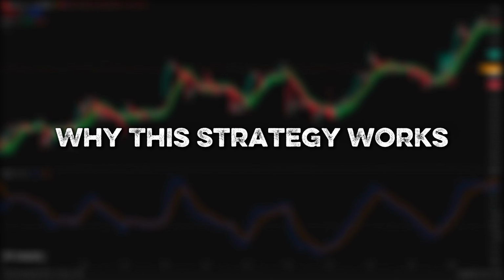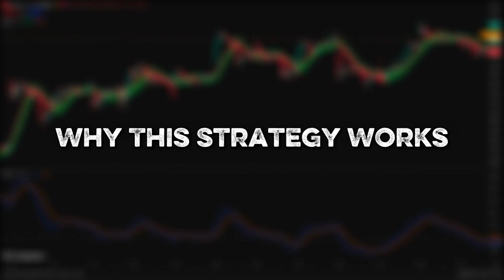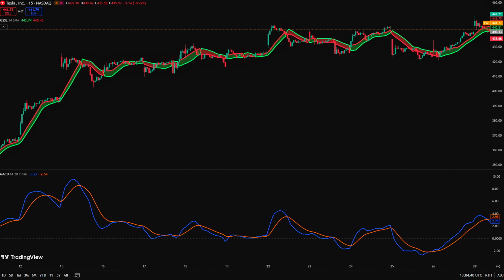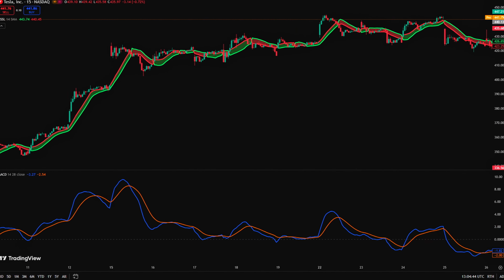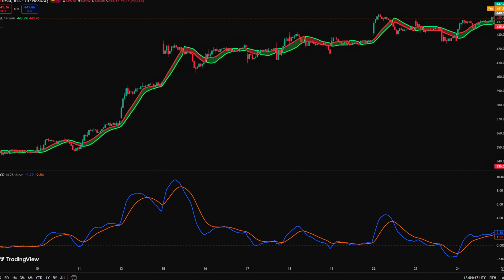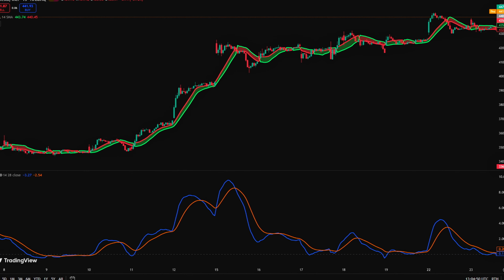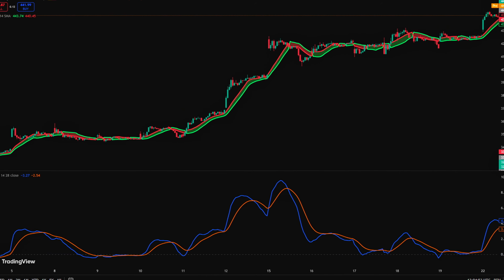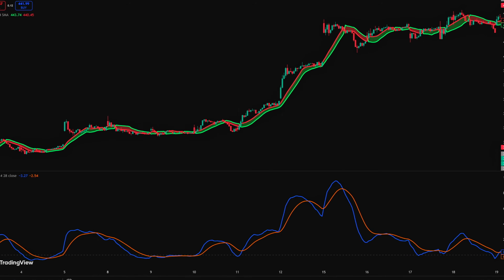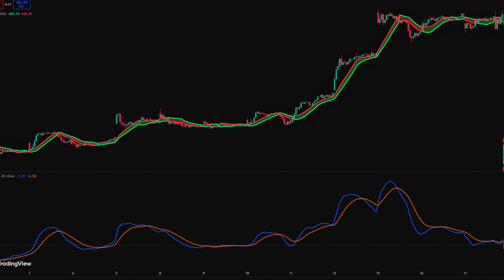Step 4. Why this strategy works. This strategy is effective because it doesn't rely on just one factor. It stacks multiple layers of confirmation before you ever enter a trade. Each layer serves a specific purpose, and together they cut out a lot of noise that usually traps traders.